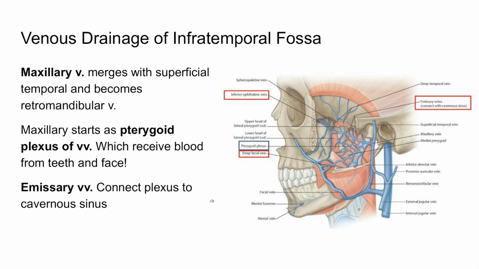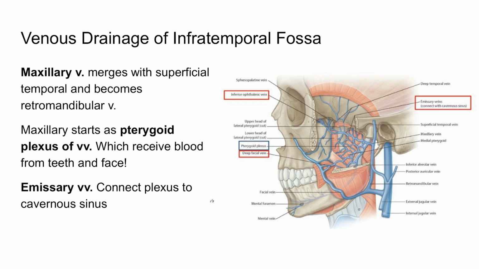All right, so this slide is just going to be tying together venous drainage of the infratemporal fossa, and the key idea here is that everything here is a network. So it's not just a single straight vein. You want to be thinking plexus, consolidation, systemic drainage. So it starts with the pterygoid plexus of veins, which is a dense venous network located around the pterygoid muscles, and this plexus collects blood from the deep fascial structures, especially the teeth, nasal cavity, and muscles of mastication.